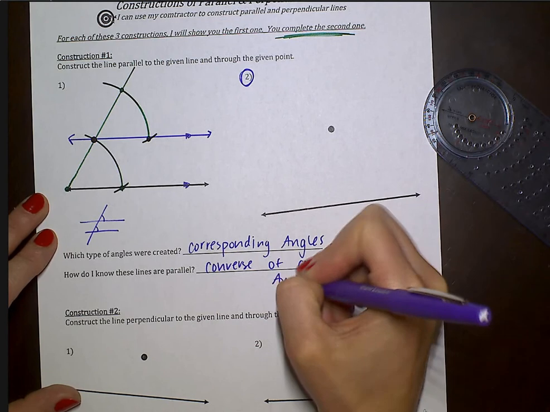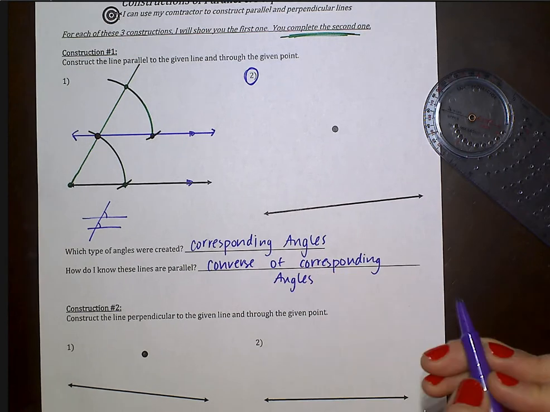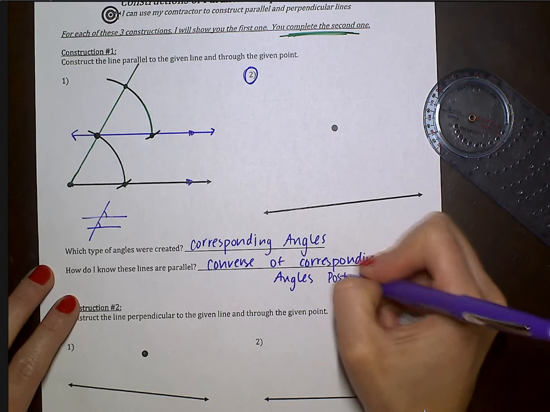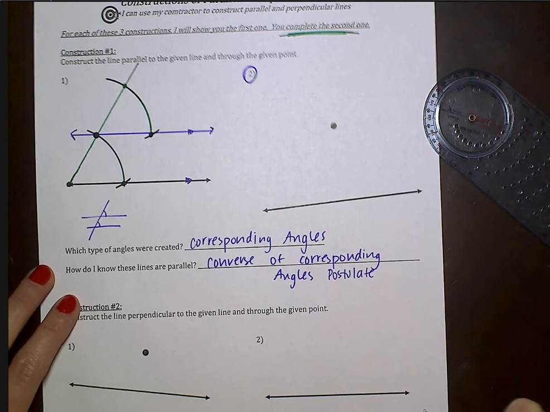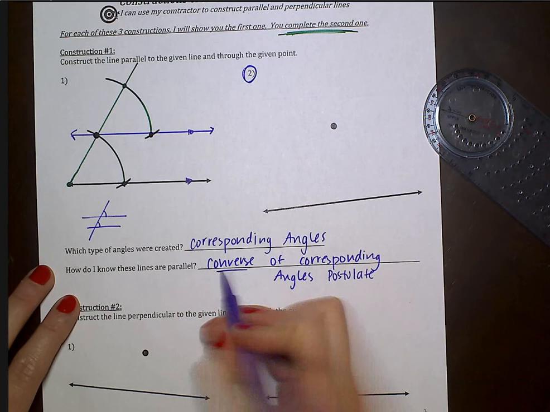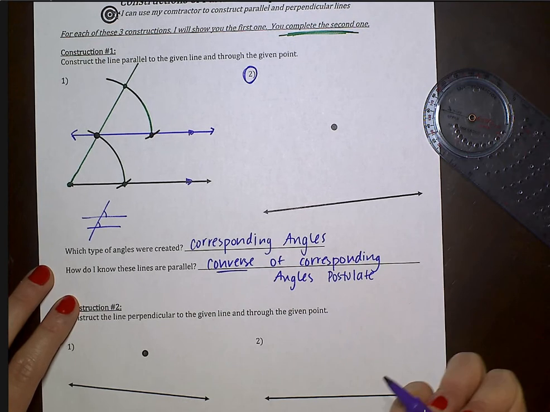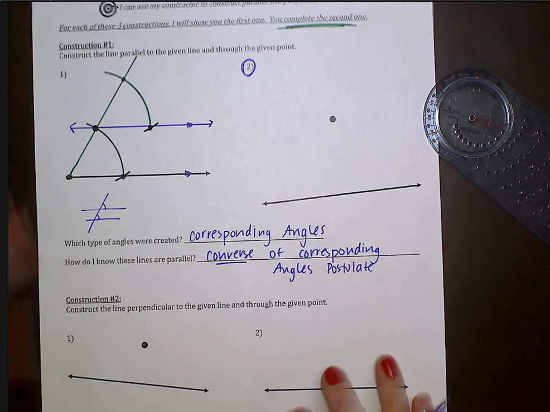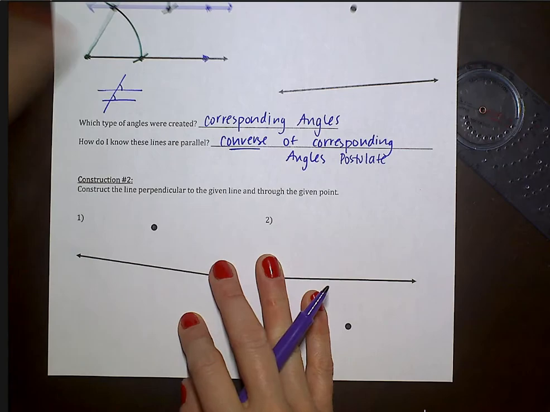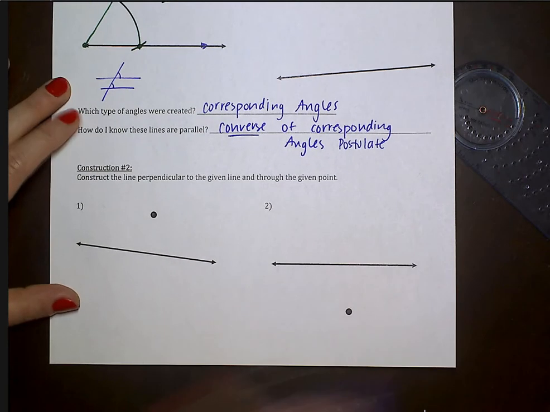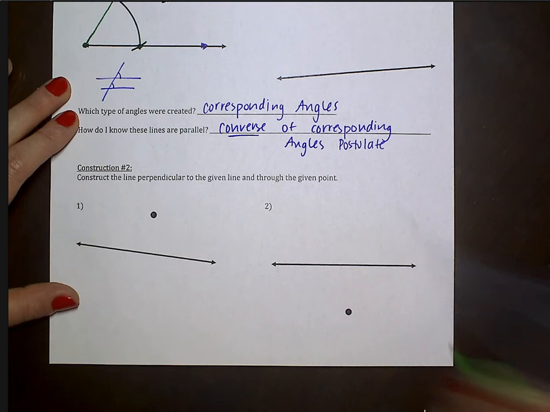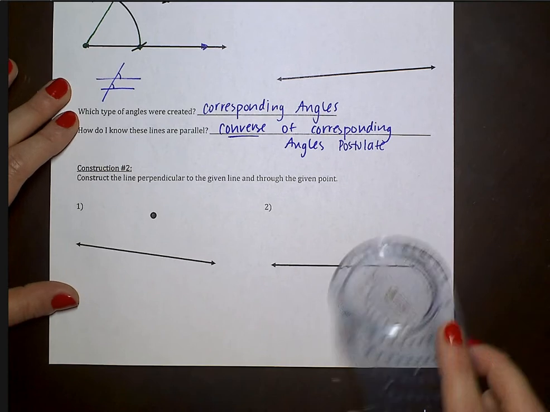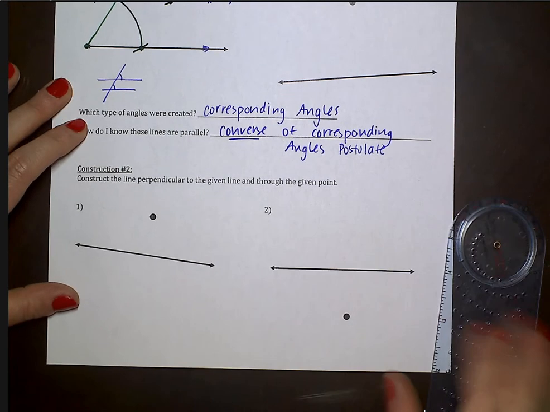Remember, it does make a difference whether you say corresponding angles postulate or the converse. If you're trying to show lines are parallel, that's the converse. Okay, so this goes along nicely with what we've just been doing, the parallel stuff. The next two constructions are perpendicular, which is kind of a little off the wall for what we're talking about, but parallel and perpendicular go together nicely, so it makes sense.